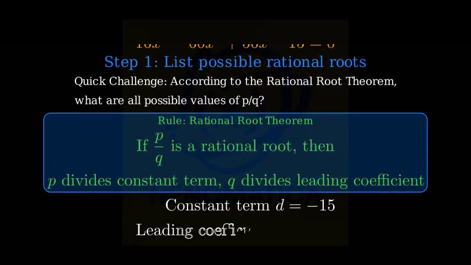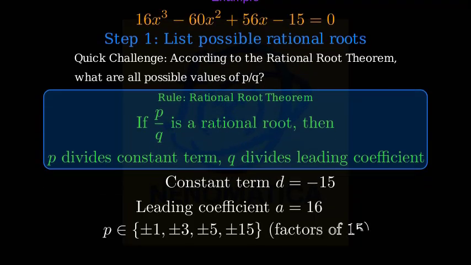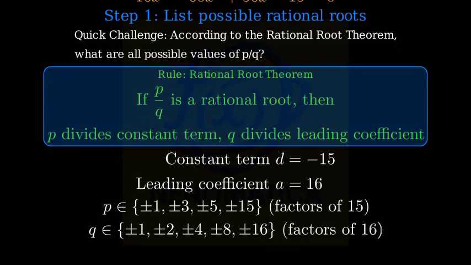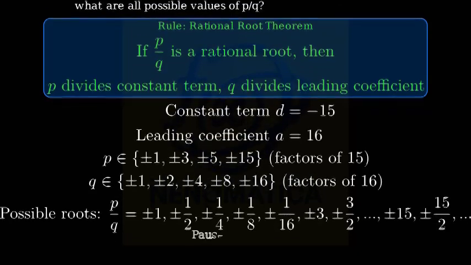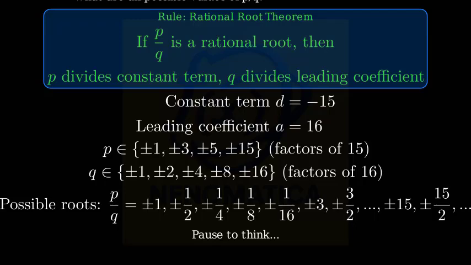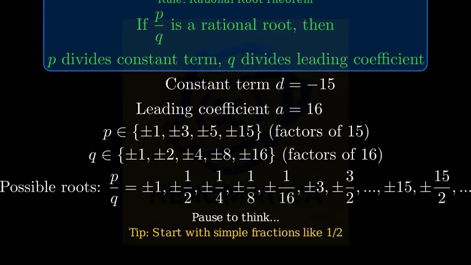For our equation, the constant term is negative 15, and the leading coefficient is 16. So p could be plus or minus 1, 3, 5, or 15, the factors of 15. And q could be plus or minus 1, 2, 4, 8, or 16, the factors of 16. This gives us many possible rational roots to check. Let's take a pause to think about which one we might try first. It's often best to start with simple fractions like 1/2, since they're easier to compute with.